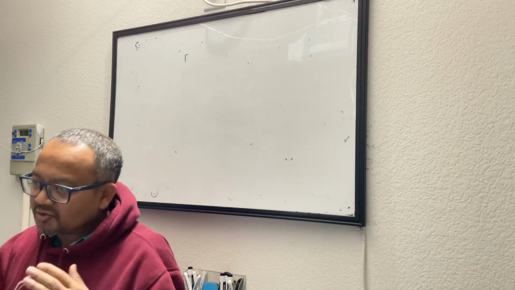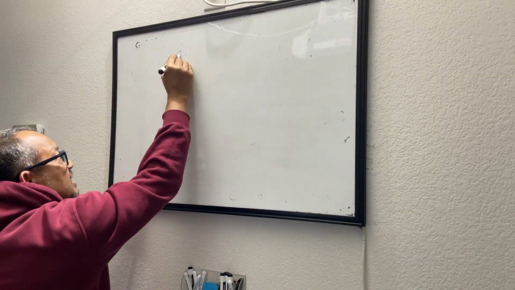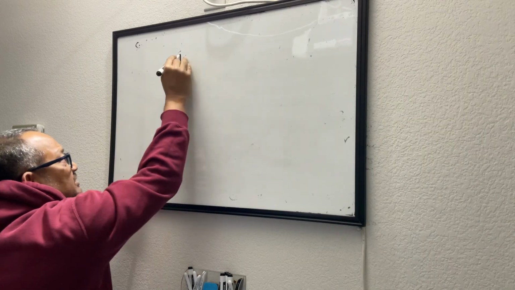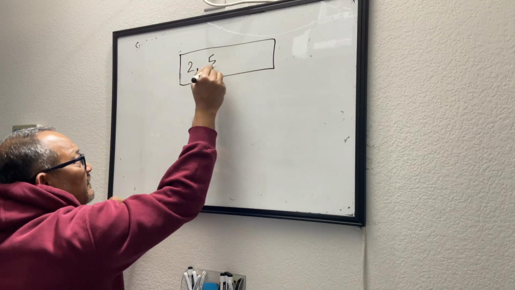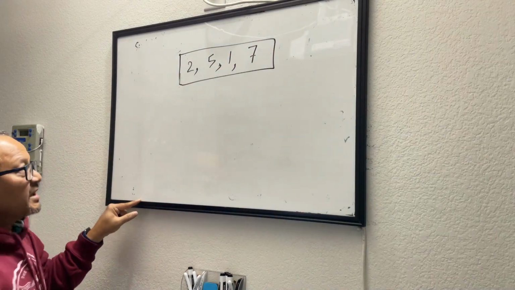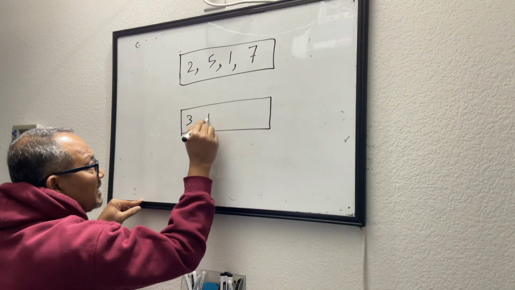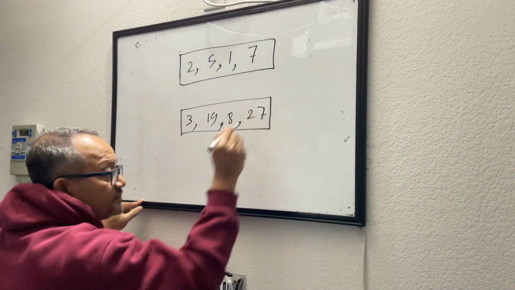Right. So here's the thing. Let me put some numbers here. I will put two examples and then we'll solve it, okay? I have 4 data points. Let's say 2 sets of data. My first set of data is 2, 5, 1 and 7. My second set of data is 3, 19, 8, 27.